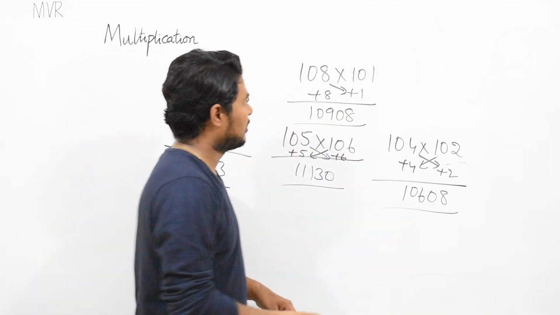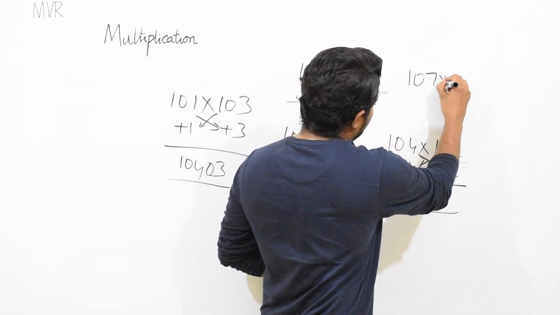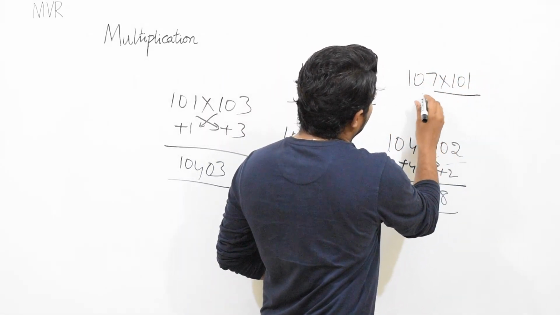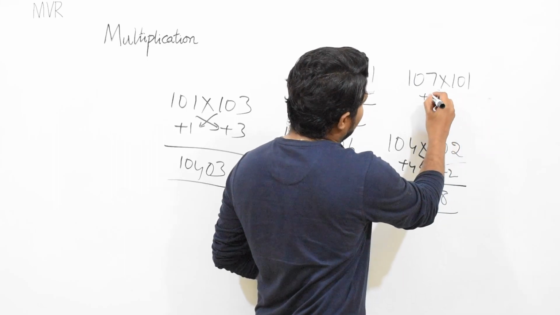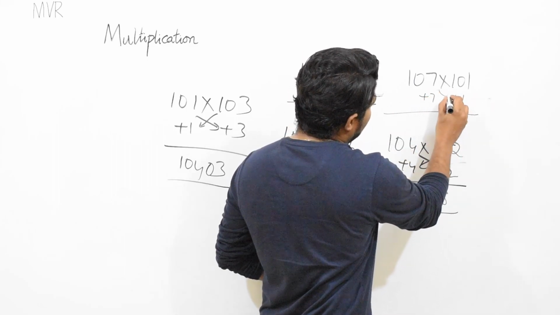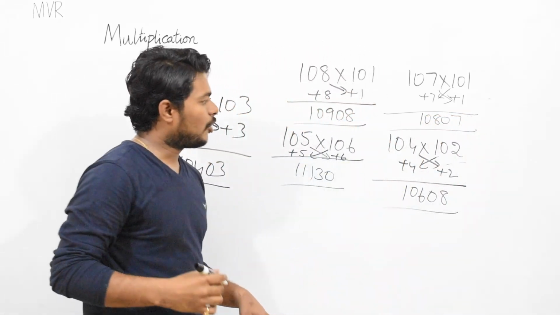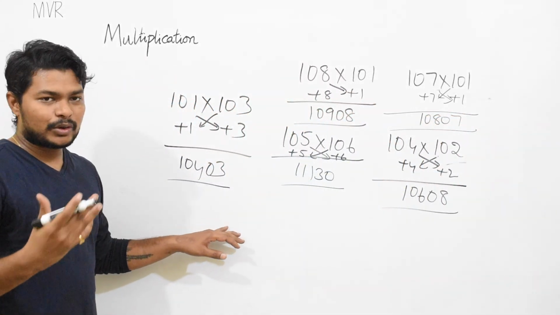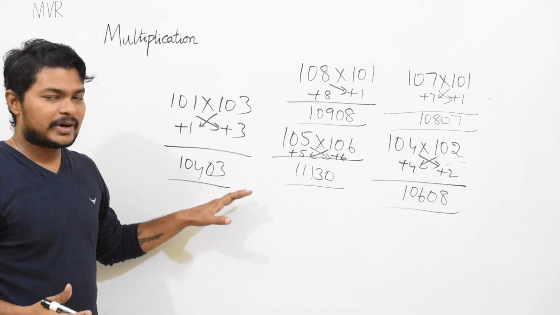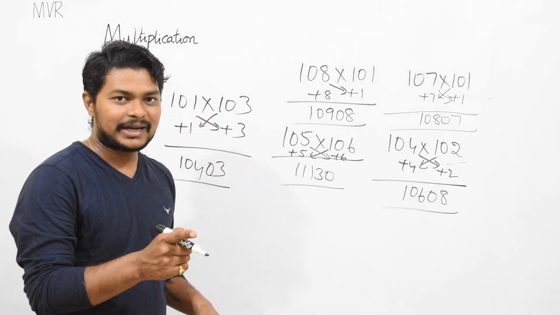We will take another number. 107 into 101. This will be plus 7 and plus 1. This plus this will be 108, and 07. See how fast we are doing. Within no time we are able to multiply these two numbers based on the Indian mathematic technique.